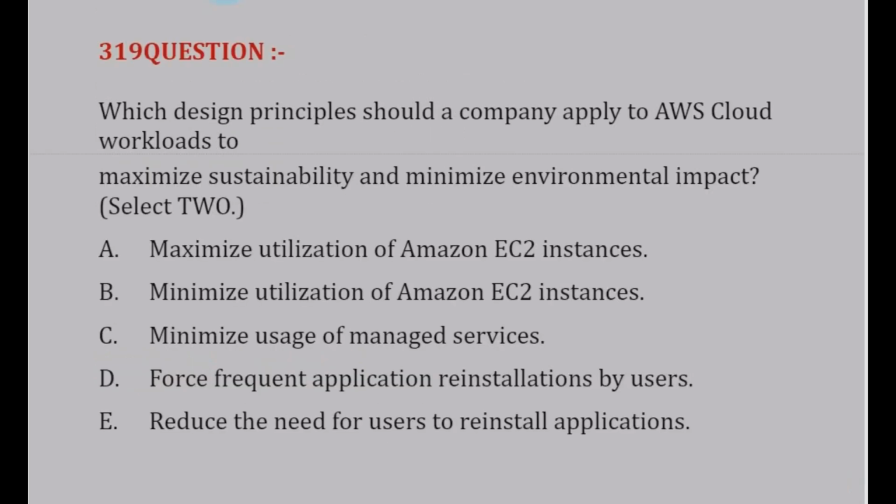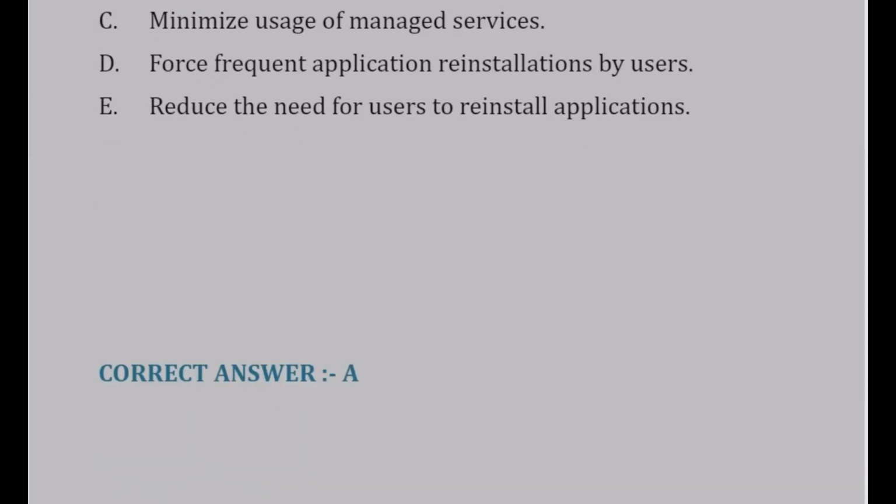Question is, which design principles should a company apply to AWS cloud workloads to maximize sustainability and minimize environmental impact? Select two options. Option A, maximize utilization of Amazon EC2 instances. Option B, minimize utilization of Amazon EC2 instances. Option C, minimize uses of managed services. Option D, force frequent application reinstallations by users. Option E, reduce the need for users to reinstall applications. Correct answer is option A.